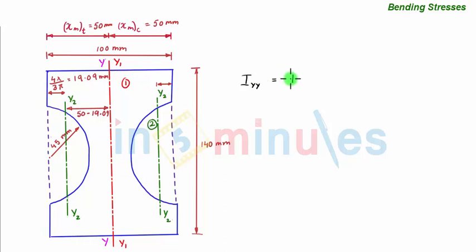So your IYY will be given as IYY1 minus IYY2, since this much part is removed from the section. Now IYY1 is the moment of inertia of this bigger rectangle about the centroidal YY axis. So we have db cube by 12 minus, now if we see the second part, your semicircular disc 2 has a centroidal YY axis over here, which is at a distance of 4r by 3 pi from this line. So 4r by 3 pi is 19.09 mm.